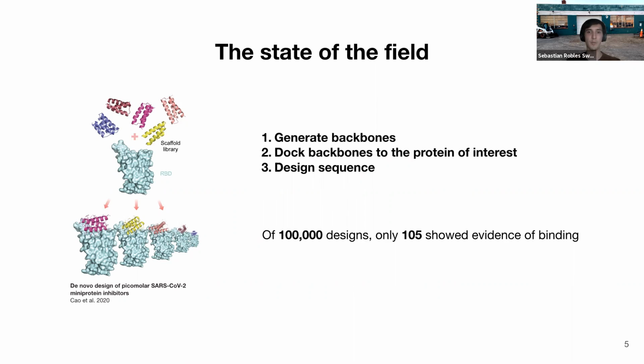I have this example from the Baker lab, where they very recently designed tight mini protein inhibitors of the SARS-2 spike protein. Overall, they treated this like a 3-step process. The first step was to generate these mini protein backbones, which they also refer to as scaffolds. Then they docked these to the spike protein at the binding site that they wanted binders to interact with to act as inhibitors. And lastly, they designed sequence for the new interface.